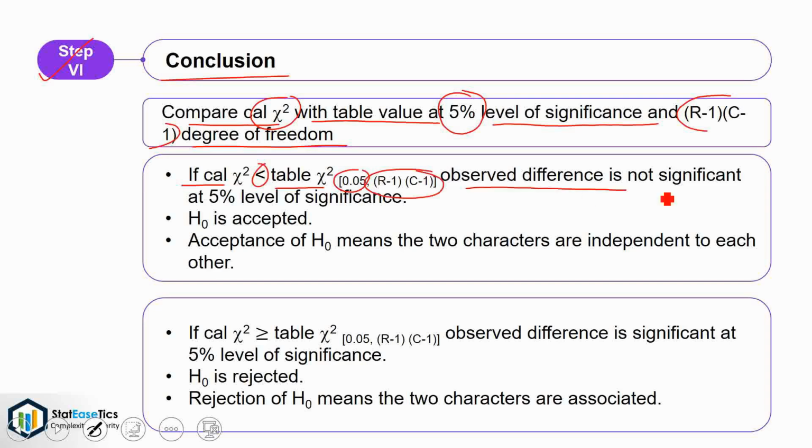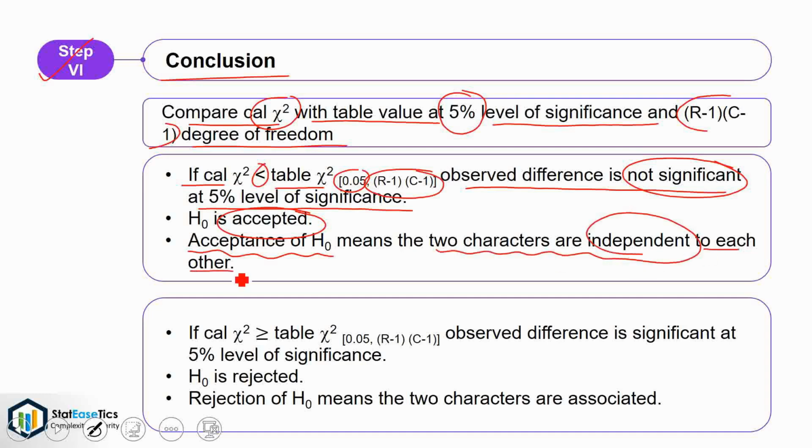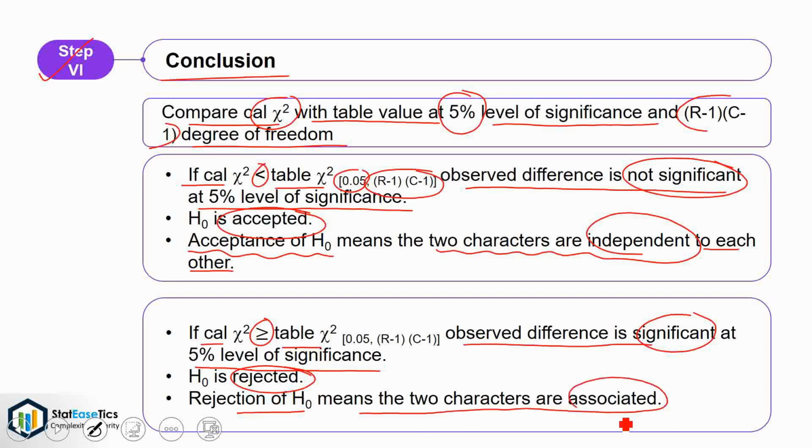then observed difference is not significant at 5% level of significance and H0 is accepted. Acceptance of H0 means the two characters are independent to each other. Whereas if calculated chi-square is greater than or equal to table chi-square, observed difference is significant at 5% level of significance and H0 is rejected. Rejection of H0 means the two characters are associated.